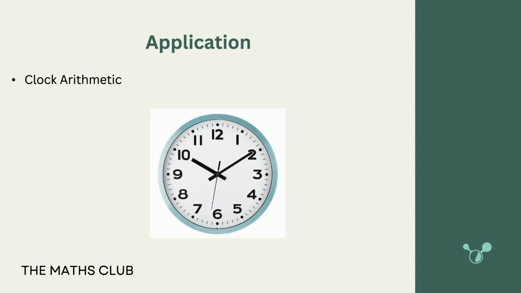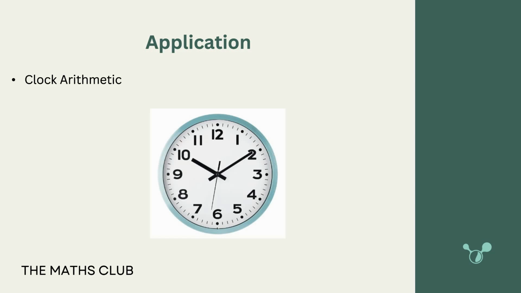So after 12 is 1, 2, 3, 4, 5, 6, 7, 8, 9, 10, 11, 12. After 12 again is another 1, 2, 3, 4, 5, 6. It's just wrapping around values from 1 to 12. That's the idea behind modular arithmetic, to find yourself going around in circles.